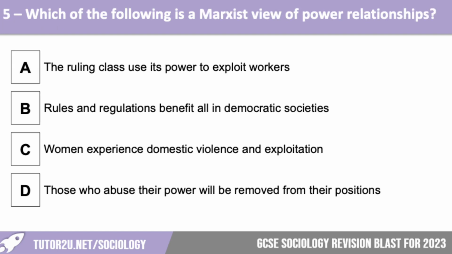5. Which of the following is a Marxist view of power relationships? A, the ruling class uses its power to exploit workers. B, rules and regulations benefit all in democratic societies. C, women experience domestic violence and exploitation. And D, those who abuse their power will be removed from their positions. Leave that up for a moment so you can have another read of them. So let's reveal the answer. It is A, the ruling class uses its power to exploit workers.